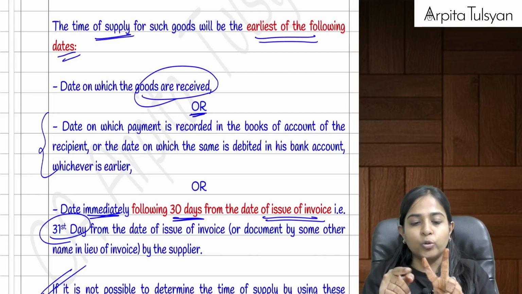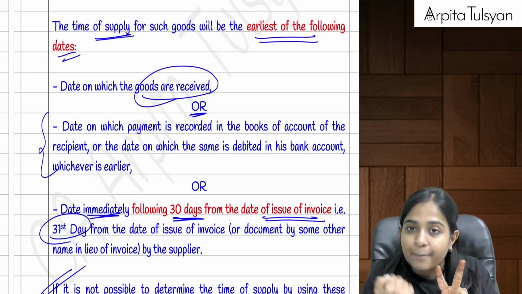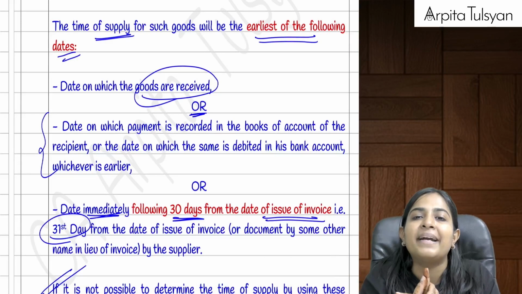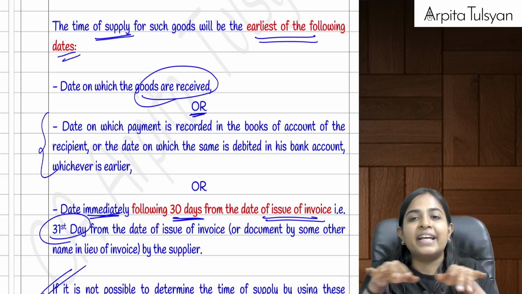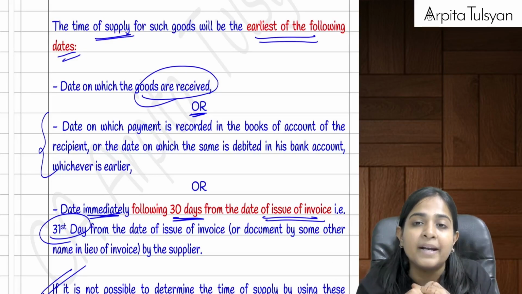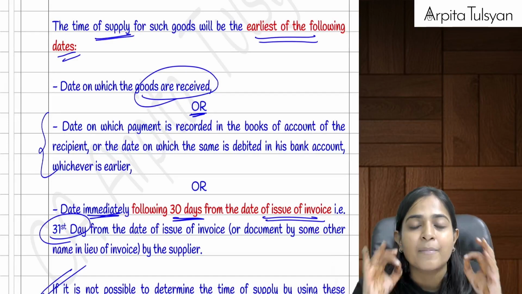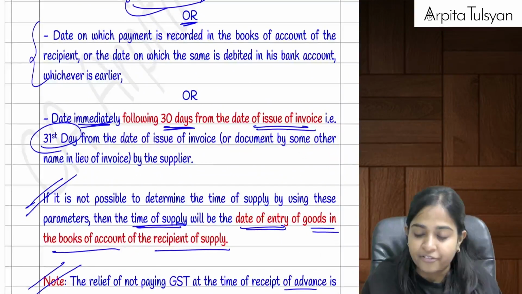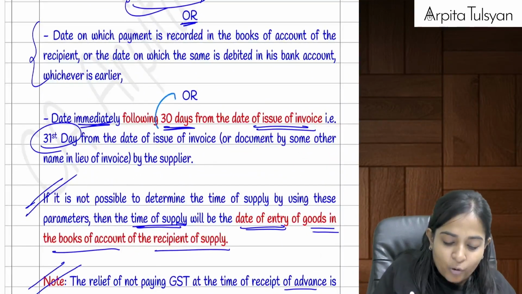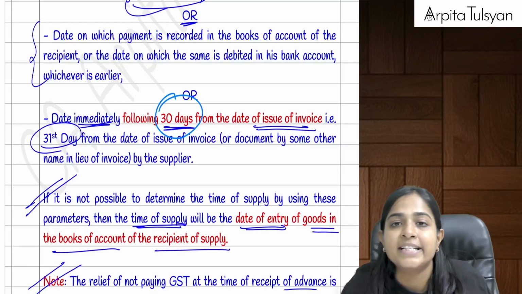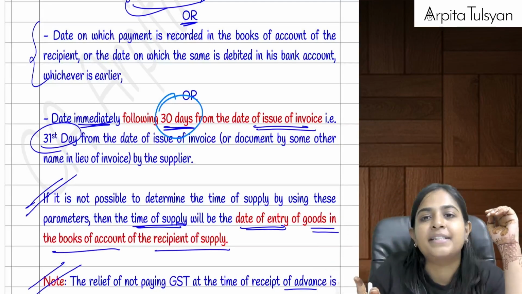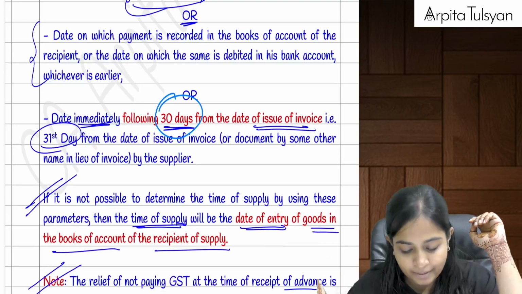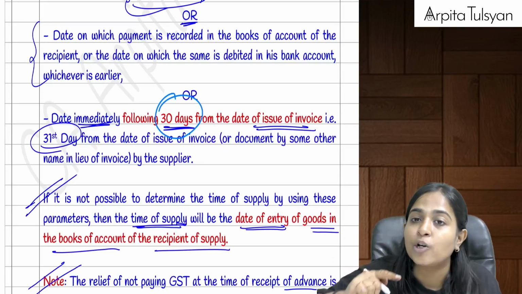So two things done. One is the date of receipt of goods. Next thing is the date of making the payment. Ma'am, what do you mean by date of making the payment? The date when the entry is passed in the books of the recipient, or the date when the amount is debited from his bank account, whichever is earlier. Or the third one is totally different, the date following 30 days. Date following 30 days is nothing but the 31st day from the date of issue of invoice.